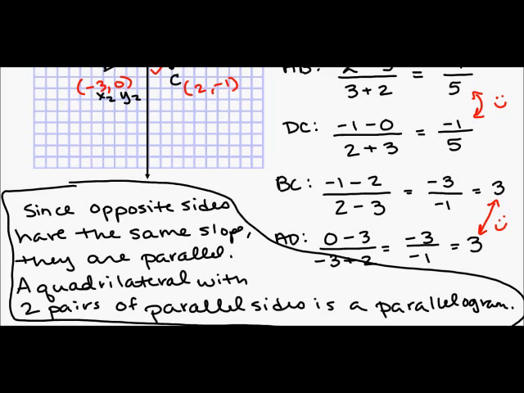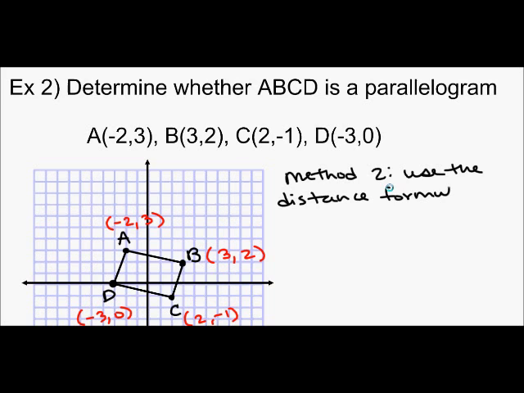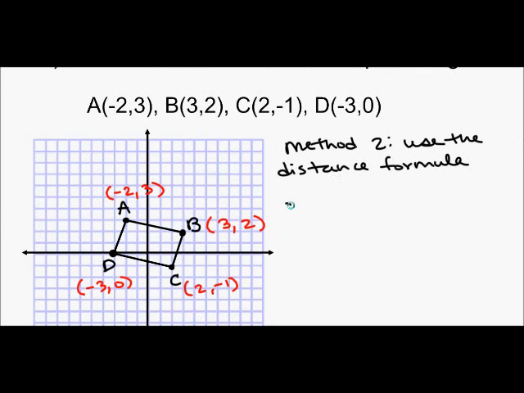Okay, let's take a look at method 2. So method 2 now, we're going to not show that the opposite sides are parallel, but that they are congruent. And we're going to do this with the distance formula. So use the distance formula. Okay. And remember that the distance formula is d equals the square root of x2 minus x1 squared plus y2 minus y1 squared.